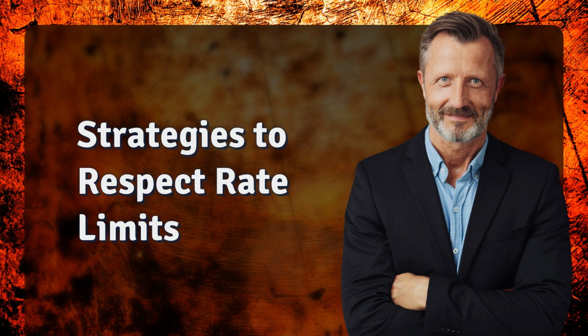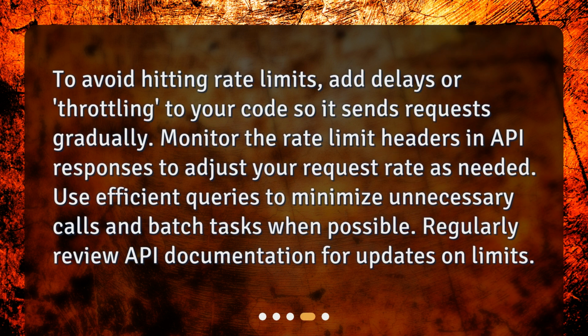Strategies to respect rate limits. To avoid hitting rate limits, add delays or throttling to your code so it sends requests gradually. Monitor the rate limit headers and API responses to adjust your request rate as needed. Use efficient queries to minimize unnecessary calls and batch tasks when possible. Regularly review API documentation for updates on limits.